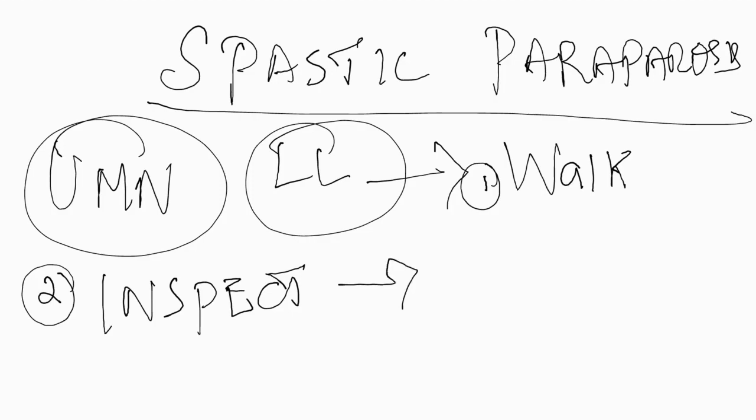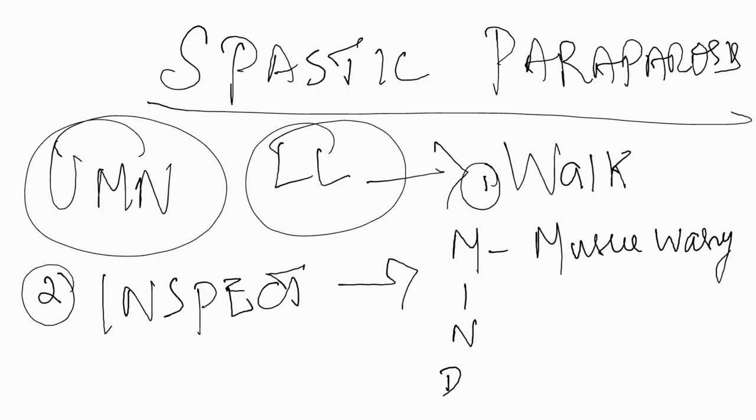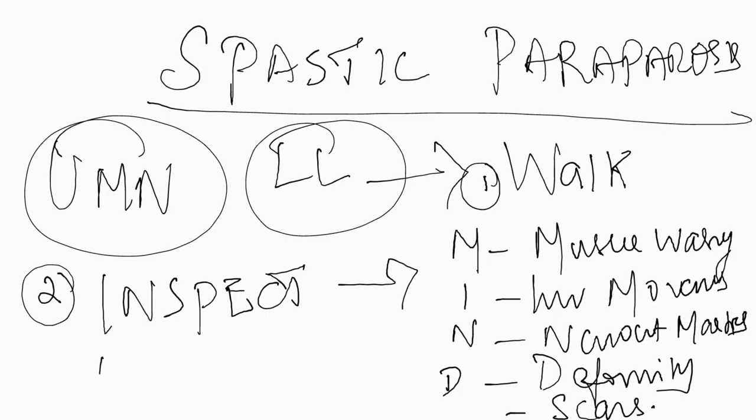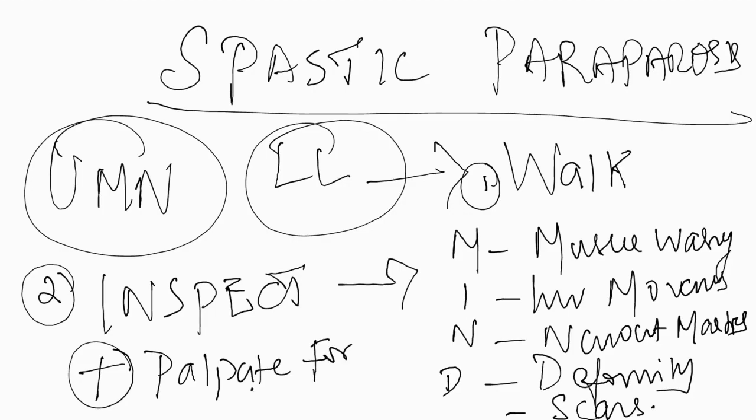for the MIND protocol, we say. What is the MIND protocol? M for any muscle wasting. I for any involuntary movements. N for any neurocutaneous markers. D for any deformity, and S for scars. And always don't forget to palpate for thickened nerves.